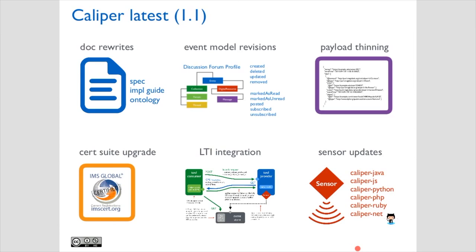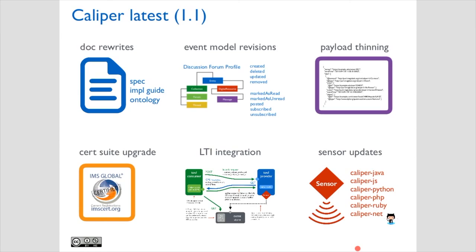I will say that we are making some revisions to our event model. We're extending it. We'll talk about that in a few minutes. IMS also provides a certification suite for IMS members who are interested in conformance, to test their individual events against the various profiles that are defined within the Caliper information model.